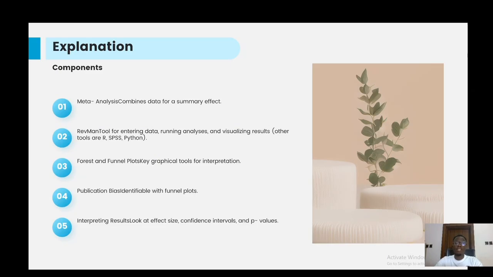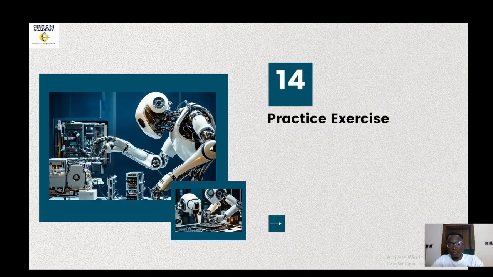Now, what is a summary of key points from this very quick exercise? Meta-analysis combines data to give a summary effect. The RevMan tool is used for entering data, running analysis and visualizing results. Other tools are like SPSS and Python. We also understand that funnel and forest plots are key graphical tools used for interpretation. And in interpreting results, you need to look at the effect size, the confidence interval, and the p-value. This is very important for you to make better conclusions.